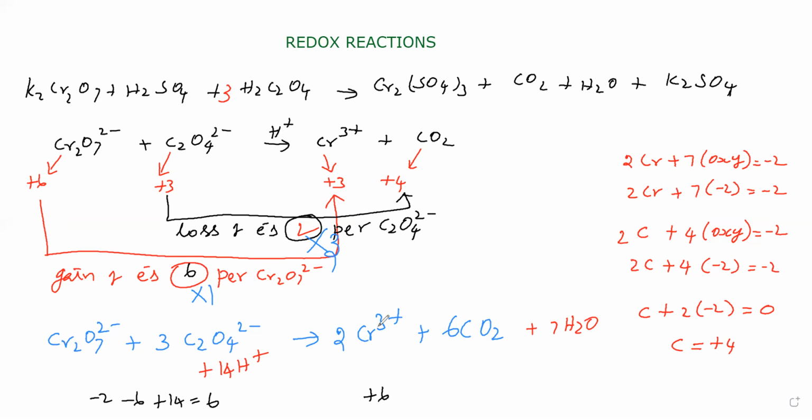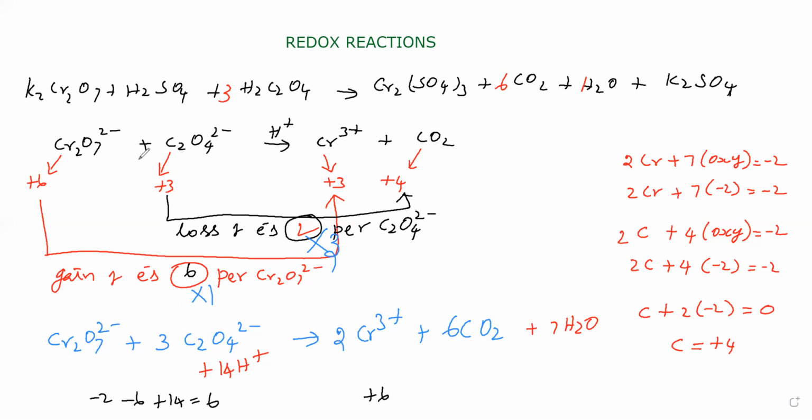Then Cr3 plus is present 2 times. Here chromium sulfate contains chromium 2 times. Okay, it is balanced. Carbon dioxide 6 times, so write 6 carbon dioxide. Then water molecules are there, 7 water molecules. We have written 7 water molecules, but we will write the water molecules later. We will check some other things first. Now we have balanced dichromate, oxalate, chromium 3 plus, and carbon dioxide. Now we will see the remaining things.